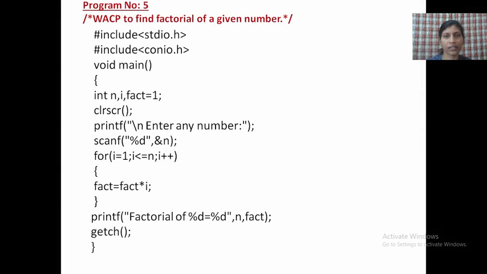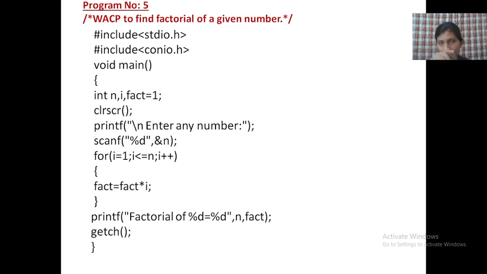See here, this is your fifth program. Write a C program to find the factorial of a given number. Then, factorial means what? How can we find the factorial? Factorial means the multiplication of that number and the previous numbers. That is called a factorial.